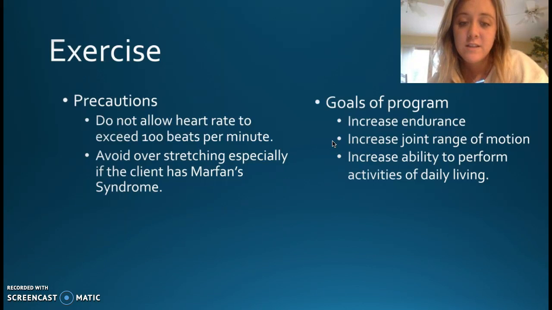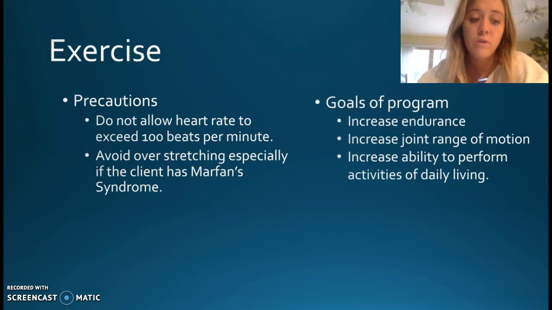The goals of an exercise program for a client with an aneurysm would include increased endurance and strengthening the heart. This will aid in lower blood pressure and take pressure away from the artery walls that are already weakened. Increasing the joint range of motion is very important. Also, increase the ability to perform activities of daily living without risk of getting injured or rupturing an aneurysm.